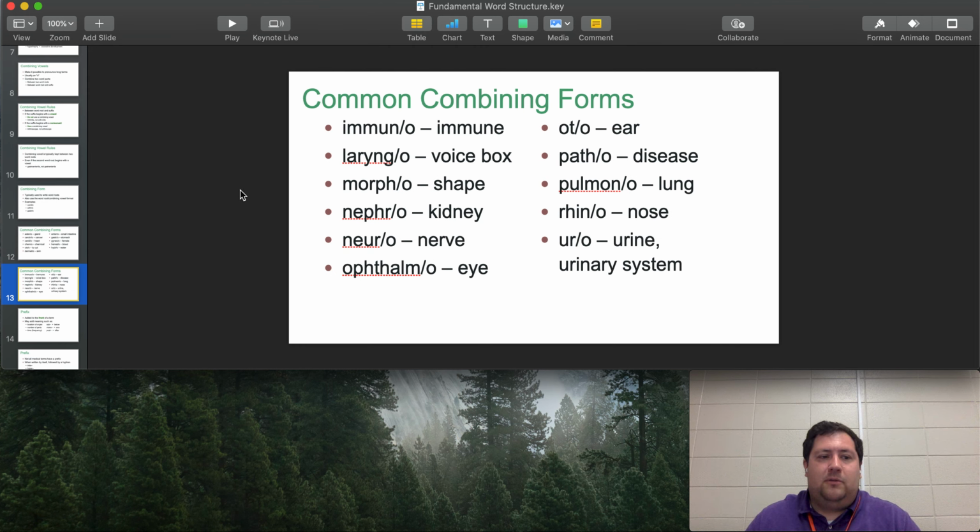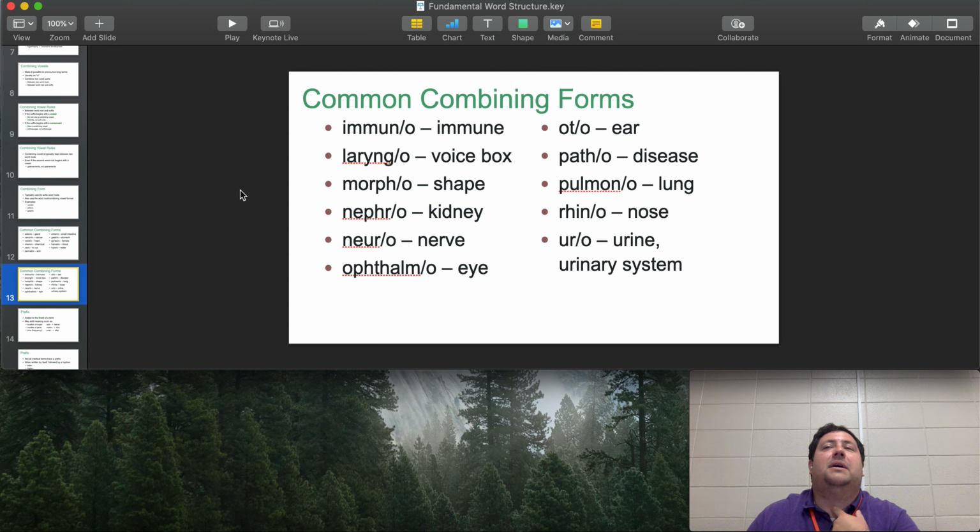Immuno means immune. So if you were immunocompromised, an immunocompromised person is somebody whose immune system is not working. It's a little compromised. It doesn't function correctly. And you see that with a lot of cancer patients and things like that. Their immune system is not working at 100%.